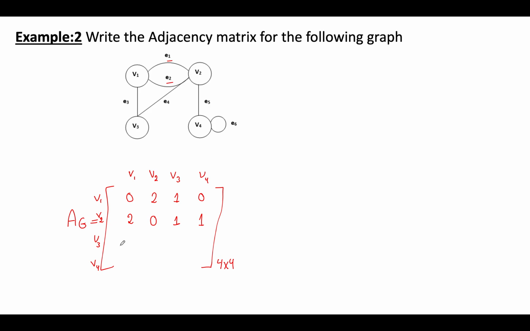Now let's see V3. V3 to V1 there is 1, V3 to V2 is 1, V3 to V3 is 0, and V3 to V4 is also 0. Now V4. V4 to V1, there is no edge. V4 to V2, there is one edge. V4 to V3, there is no edge. And V4 to V4, there is one edge. And here we have written the adjacency matrix of the graph.